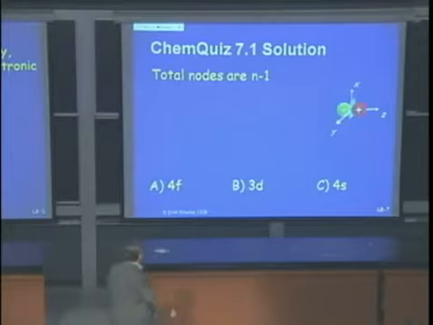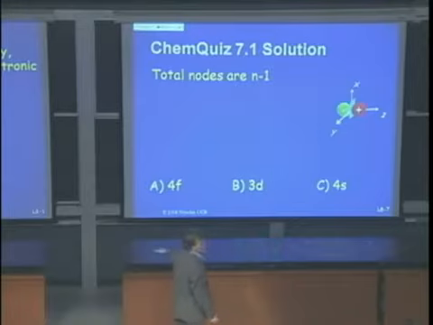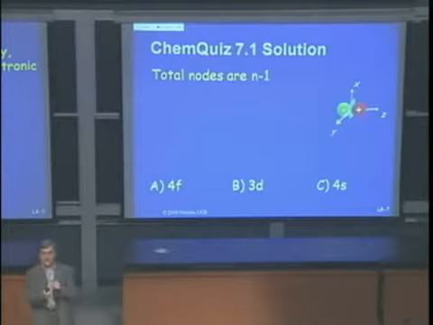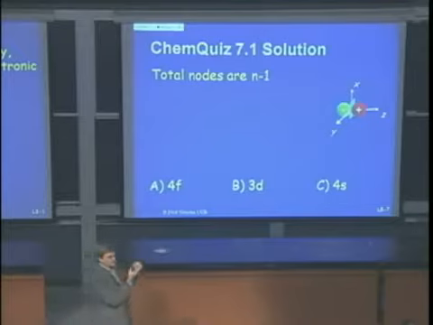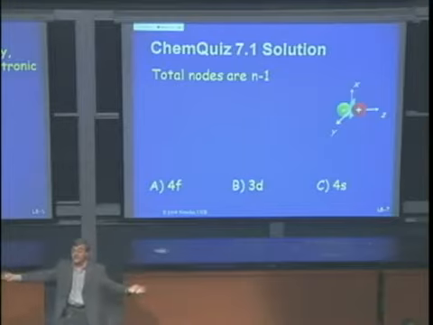0 radial nodes, okay? 3D, let's do this again. Total number of nodes? 2. 0 is S, 1 is P, 2 is D. So we have 2, how many angular nodes do you have? 2. How many total nodes? 2. Good, you got it. 2 total nodes, no radial nodes, okay?